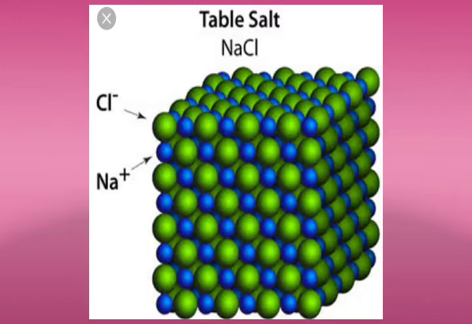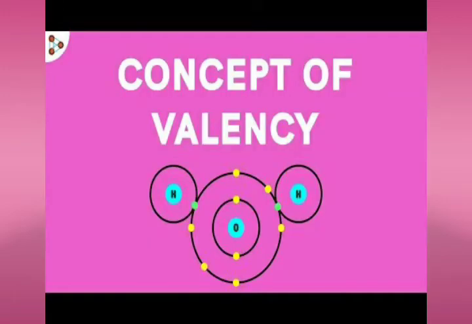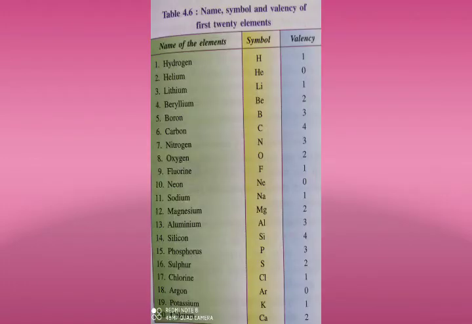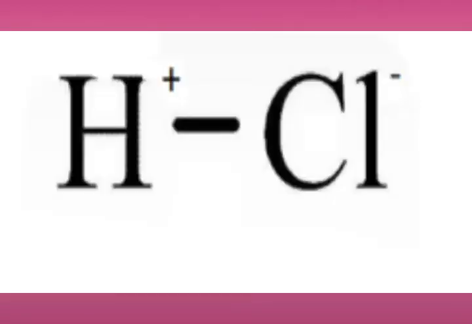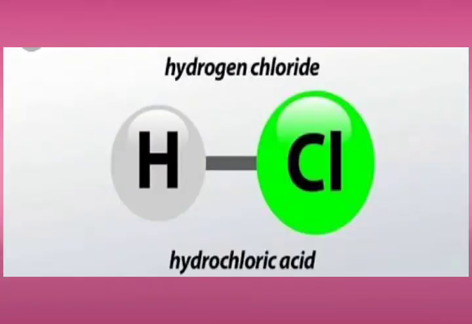Clear? Now next is valency. Valency is the combining capacity of an element or of a radical. The valency of an element or of a radical can be defined as the number of hydrogen atoms that will combine with or displace one atom of that element or radical. For example, you know the valency of hydrogen is 1. So, in a hydrogen chloride molecule, one atom of chlorine combines with one atom of hydrogen and hence the valency of chlorine is what? 1.